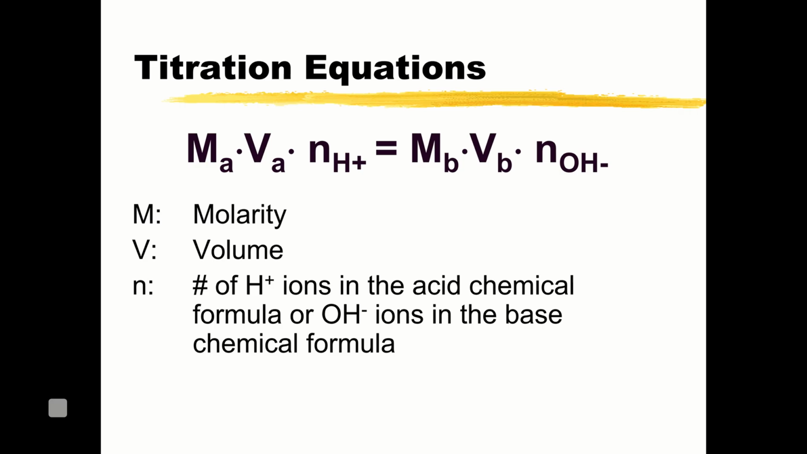So if you have H2SO4, you're going to put in a 2 for NH+. If you have NaOH, that's only 1. So NOH minus would be just 1. So it just depends on what the chemicals are that you have involved with it.